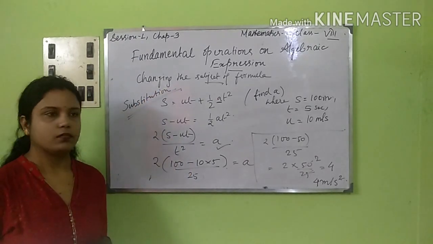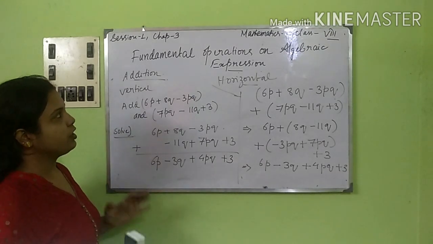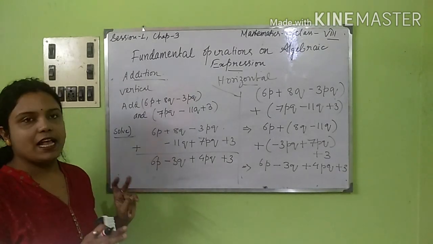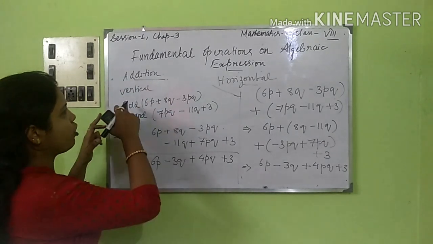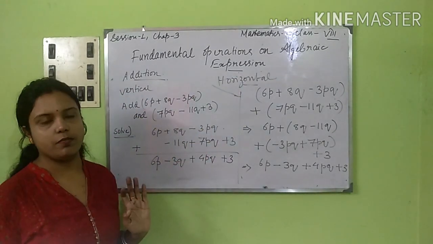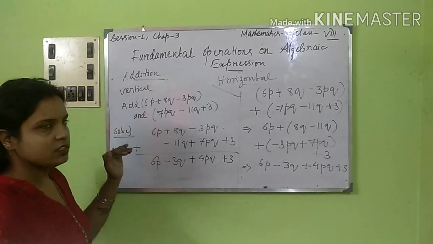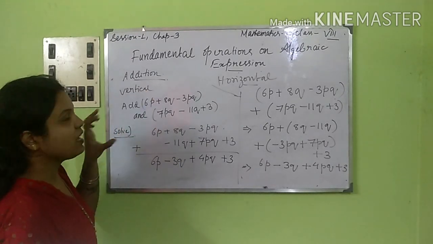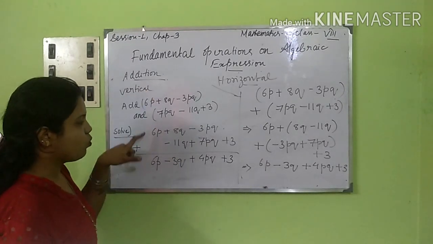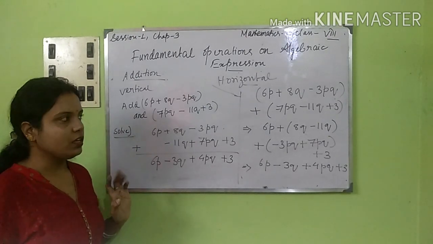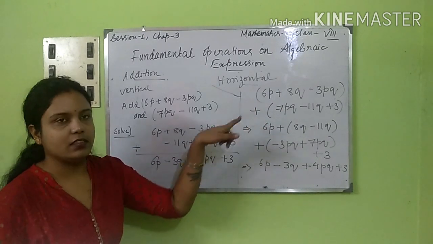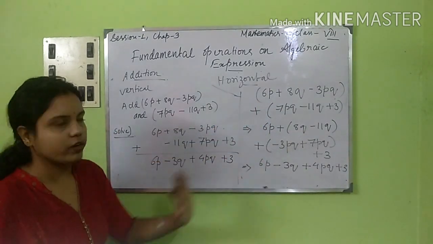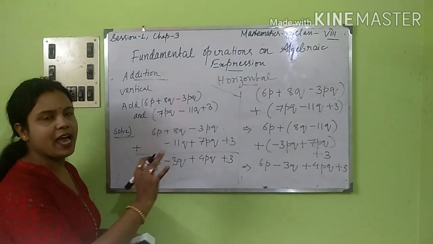Now, we have come to the operations of the algebraic expressions. Now here, see, it is addition. I have taken the horizontal method and vertical method. For the vertical method, whenever two expressions are being added, we have to write one above the other. And in the horizontal method, you can write one at the side. This is a vertical method, this is a horizontal method. Now simply you will add.